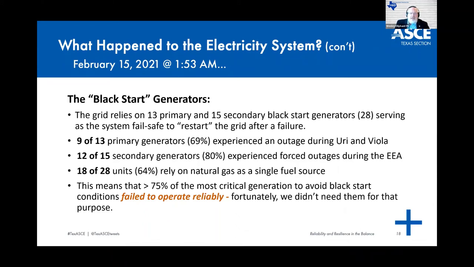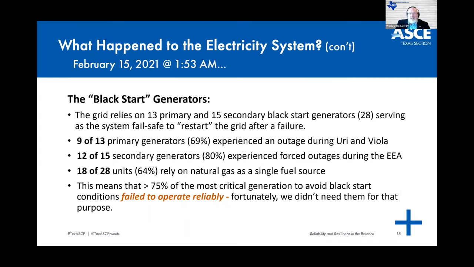The backstop or fail-safe system here at ERCOT is the Black Start Plan, consisting of a total of 28 primary and secondary standby backup generators that are supposed to be ready to go at all times. To that end, post-storm study indicated there were either weatherization or fuel source issues with 21 of those 28 combined secondary and primary black start generators that would have been needed to restart the grid.